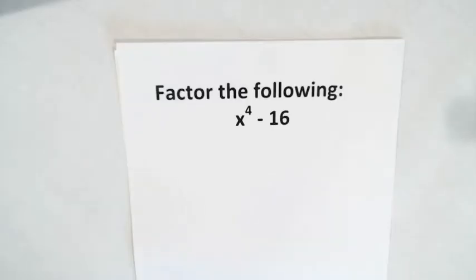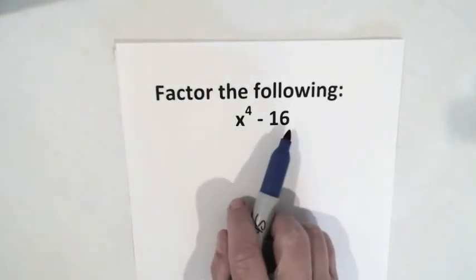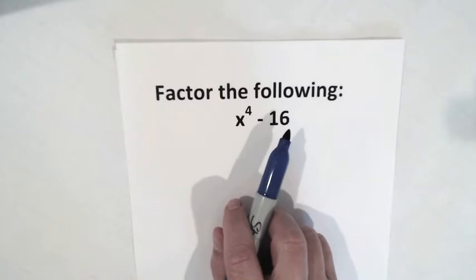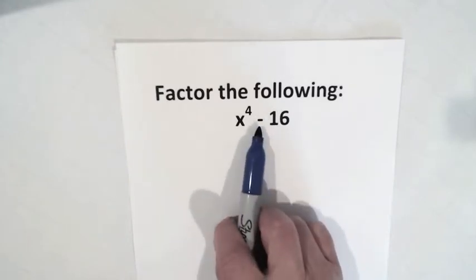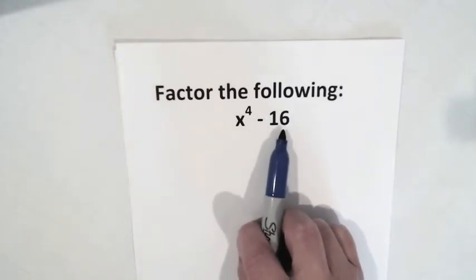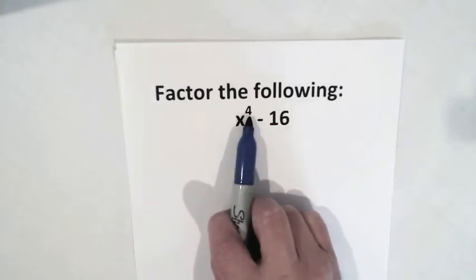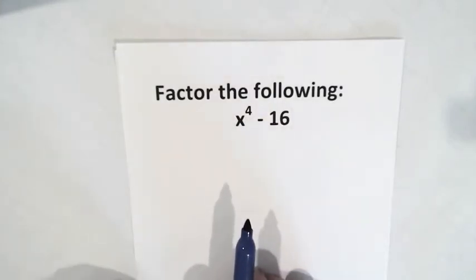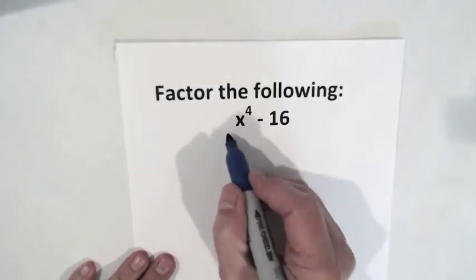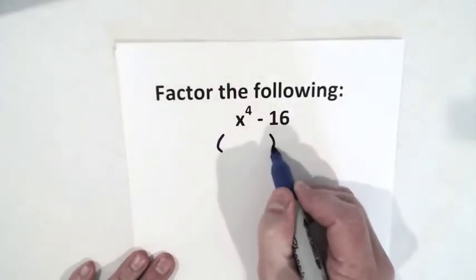So here's an example of a binomial that can be factored more than once. Again, when we go to factor something, always look for the greatest common factor first. There's no greatest common factor. Check and make sure it's a binomial that can be factored. Minus sign, I can take the square root of this number, and I've got an even exponent. So we're going to go through our procedure of factoring this binomial by making two sets of parentheses.